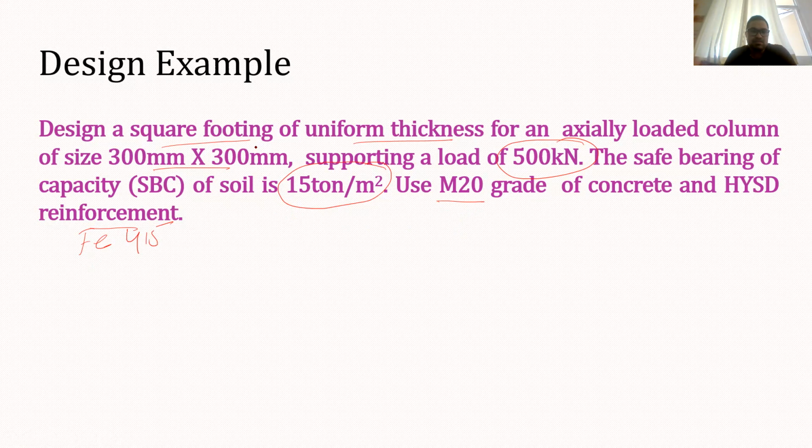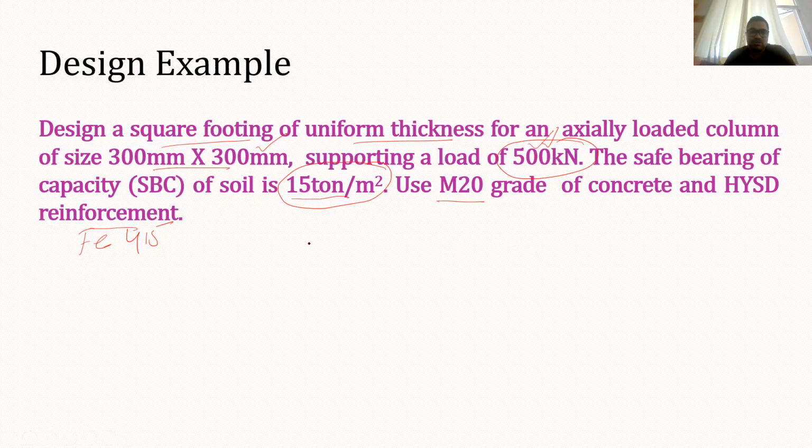So here various data is given to us, which will be required for designing the foundation. The size of the column is given and the load which is supported by the column is also provided. Beside this, the safe bearing capacity of soil is provided in terms of ton per meter square, 15 ton per meter square. As you can see, the load here is in terms of kilonewton, so we also need to convert this SBC into kilonewton per meter square.